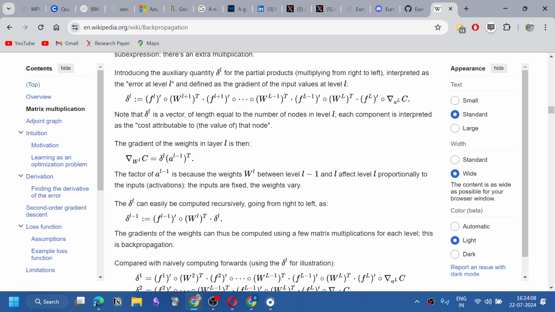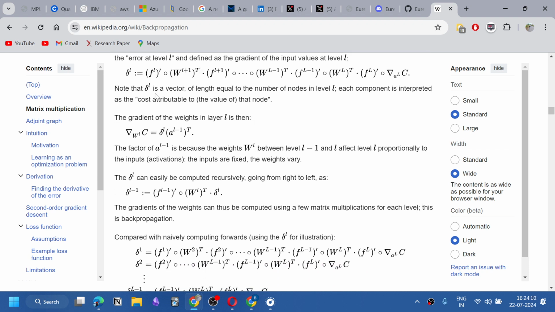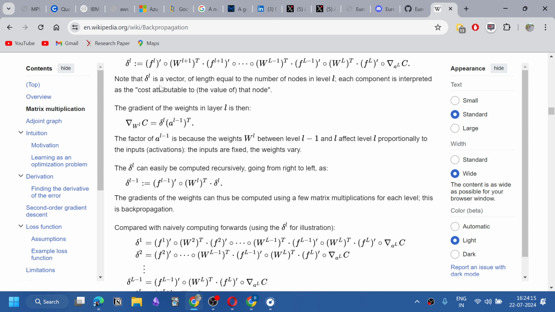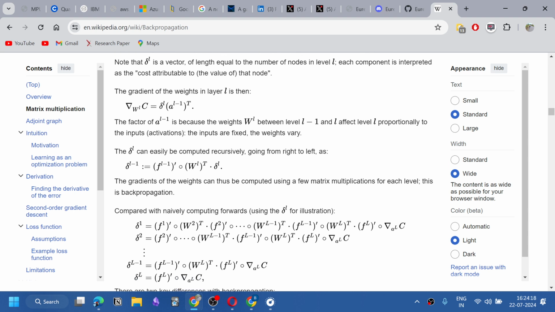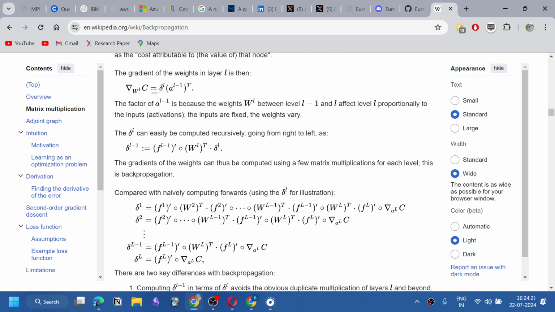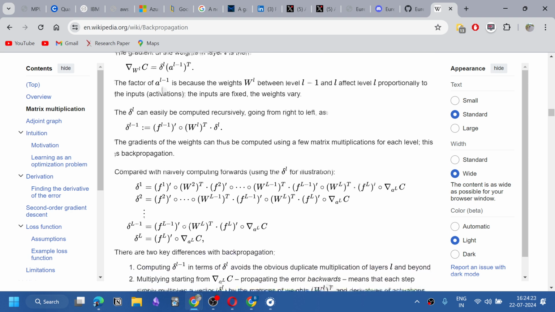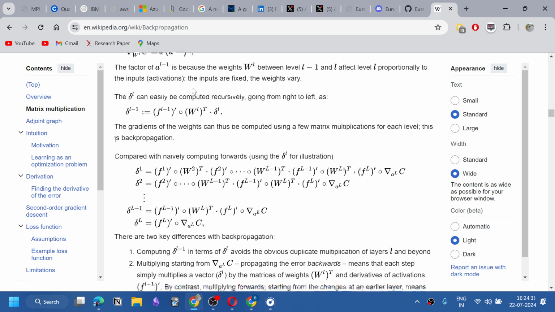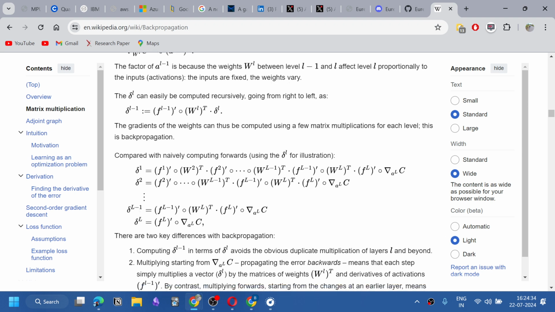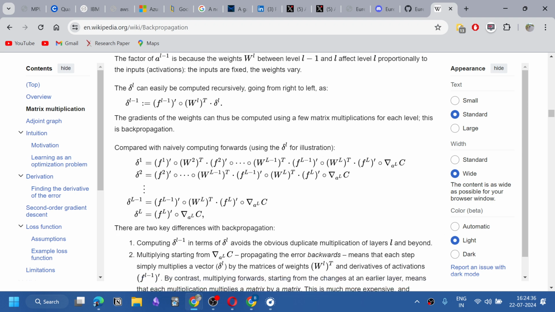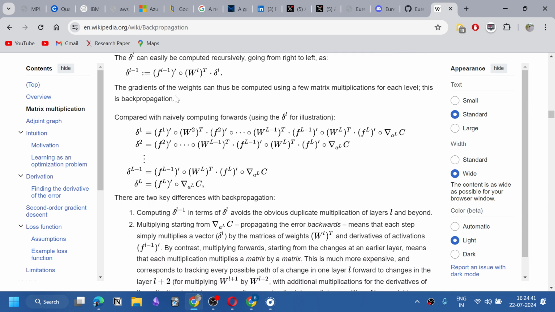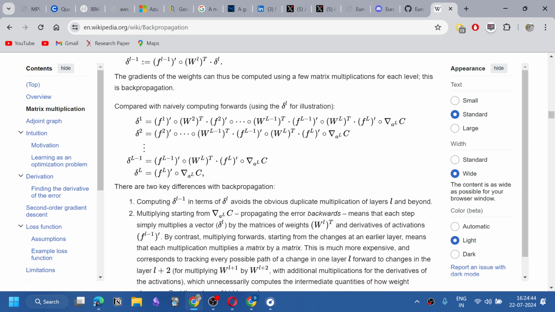It is defined as the gradient of the input value at level l, a vector of length equal to the number of nodes in level l, where each component is the intermediate cost attributable to the value of the weights in that layer. The factor then becomes the weight between level l and l+1, affecting the input of the activation. This input fixes the weights, so delta can be computed easily and recursively going from right to left, and the gradient of weights can thus be computed using a few matrix multiplications for each level.